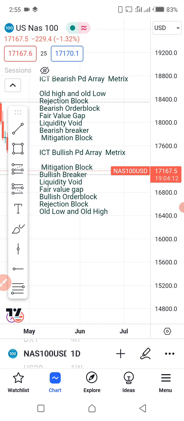And if you are looking down when the market is bullish, you are looking for where the market will trade down to before it continues going up. The first thing you'll be looking at will be the mitigation block, the bullish breaker, the liquidity void, the fair value gap, the bullish order block, the rejection block, the old low and old high.